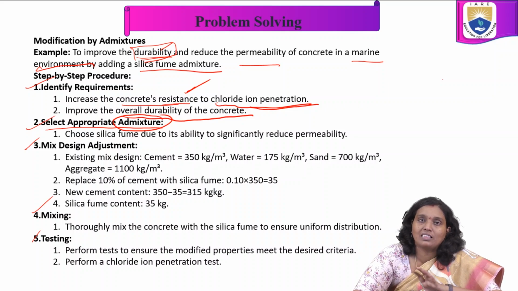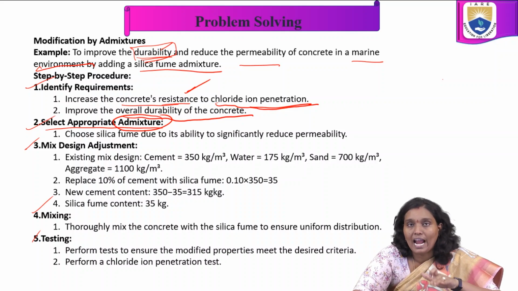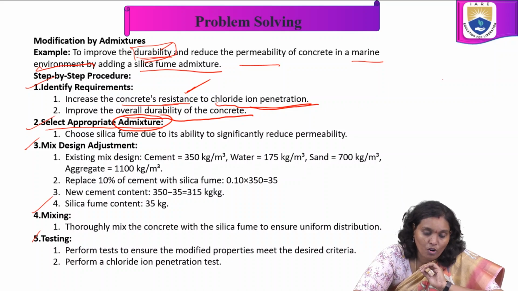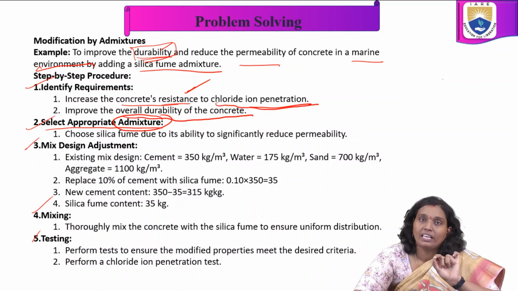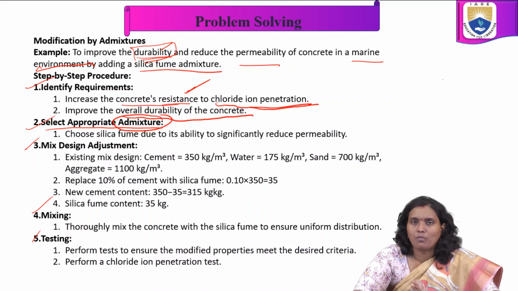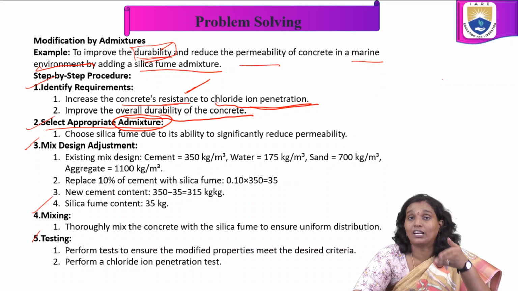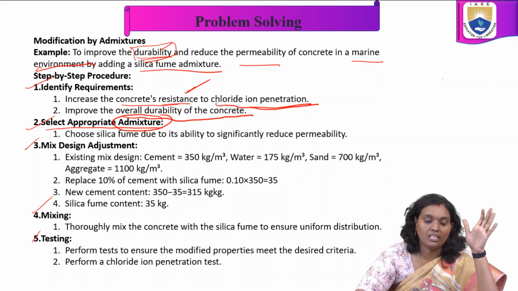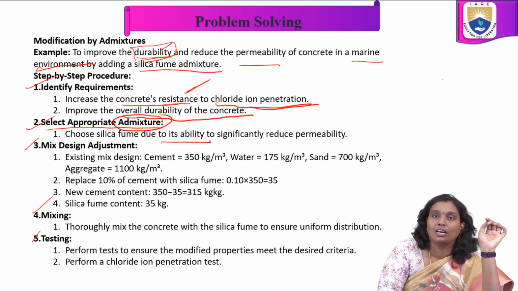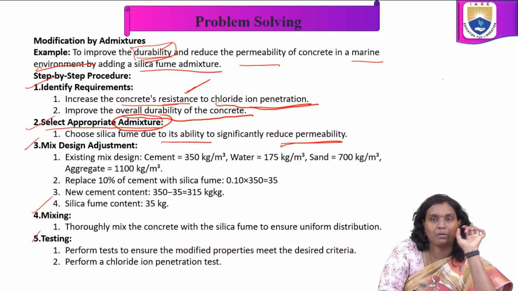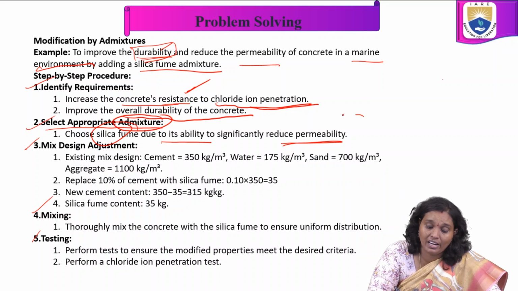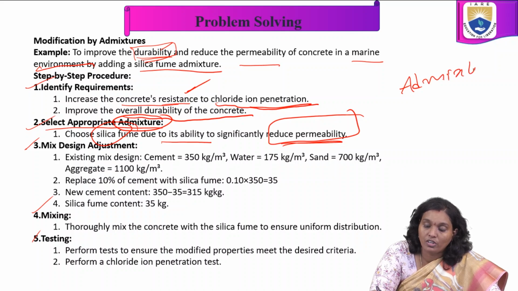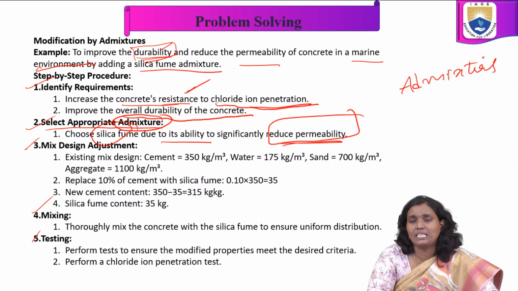So we will know in general. That's why I chose this example of adding silica fume, as it was mentioned. If not mentioned, the choice of selecting the appropriate admixture plays a very key role in these physical and chemical modifications for getting the desired properties in these kinds of scenarios. So here, we choose silica fume due to its ability to significantly reduce the permeability. Already we know silica fume significantly reduces the permeability. So we know how some admixtures behave, and according to that, the choice of material is easy for us.